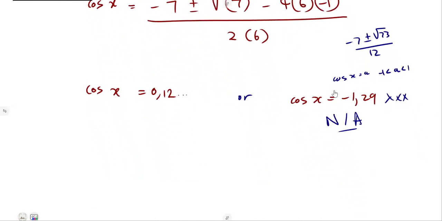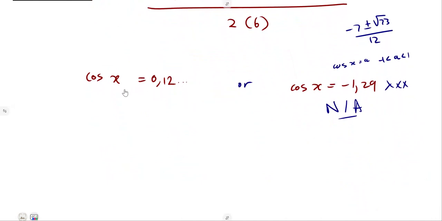So our solutions are going to be obtained from the first one, the cos of x, which is 0.2, and so on. Remember here, there are so many values that we are to use. For us to have the general solution, we must calculate the reference angle, which is arc cos of 0.12, and so on. So this is the value on your calculator.